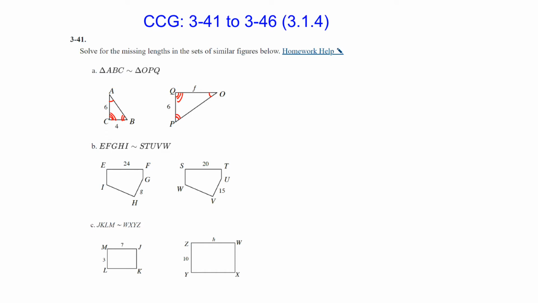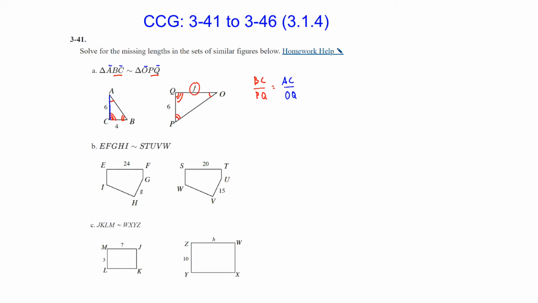So we want to solve for the missing lengths in each of these. Right now it's asking for F, so side OQ. So let's set up our proportion. We have side BC matching up with PQ, so we'll do BC over PQ, and that will be equal to AC, since AC matches up with OQ, and that's that letter F. So I'm going to write it as OQ, but that's what we're looking for.